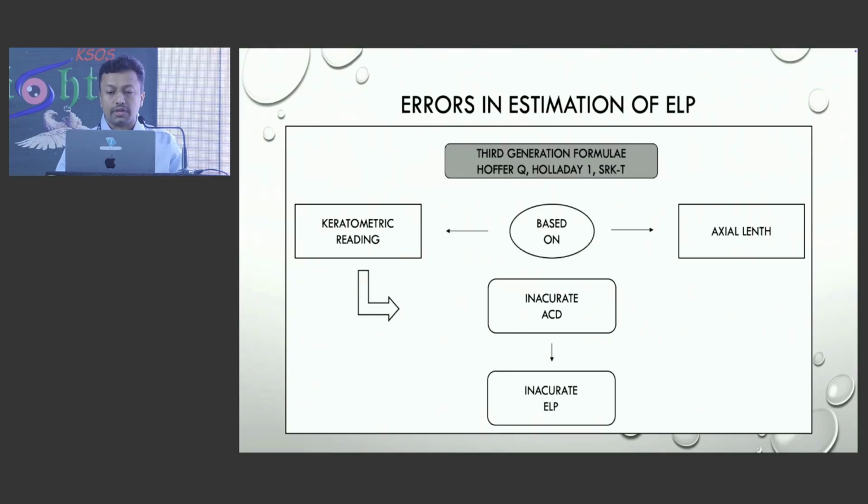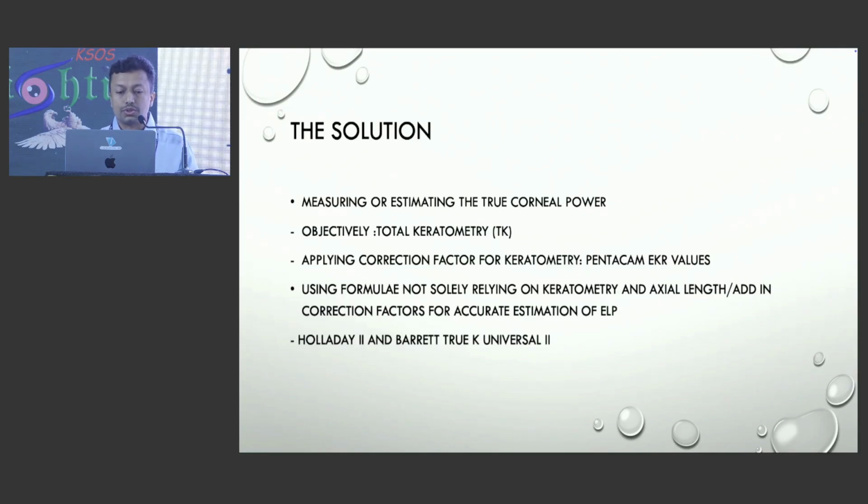So the estimation of ELP in the third generation formulas like Hoffer Q, Holladay 1 and the SRK/T is based on the keratometer reading as well as the axial length, resulting in a proper AC depth leading to effective lens position. Whereas in post-refractive surgery, the keratometer is varied, resulting in an inaccurate AC depth, resulting in an inaccurate effective lens position. So what is the solution?